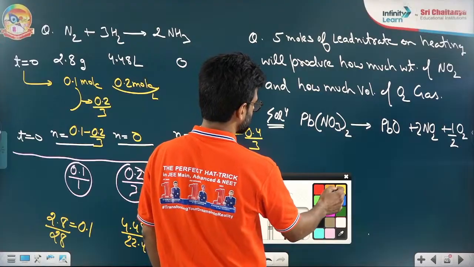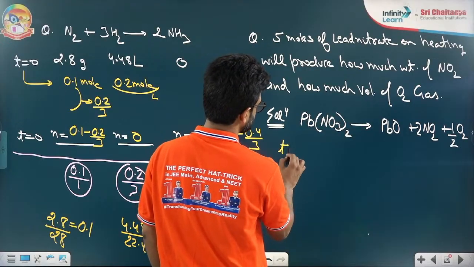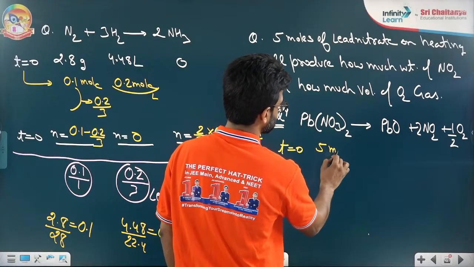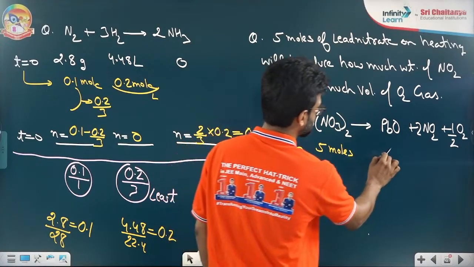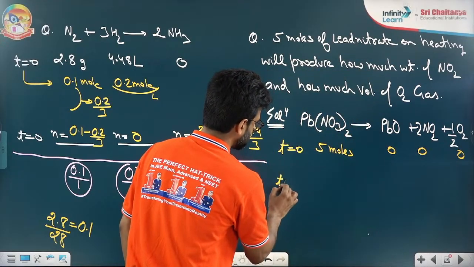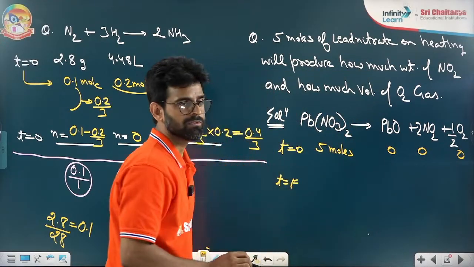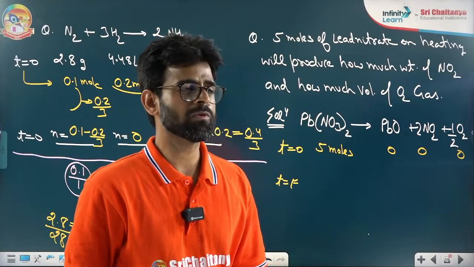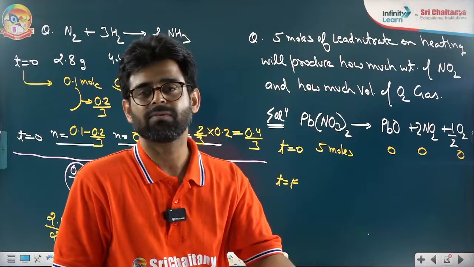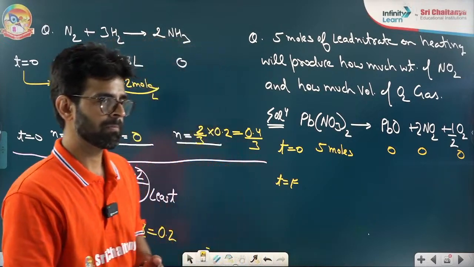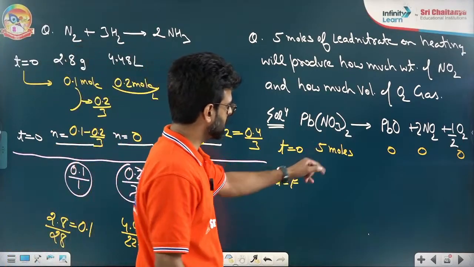Now tell me clearly, at the time 0, how much did they give? They gave me 5 moles. These 5 moles are given. And these are given 0, 0, 0, imagine. Right? At the time finally, first of all, you can find the mole of all things. First find the mole of all things and then convert whatever you want, like you want volume or you want weight. So 5 moles are there.